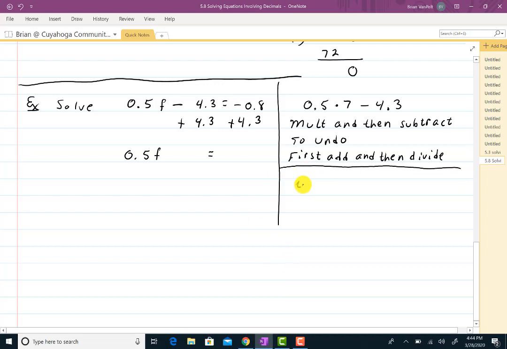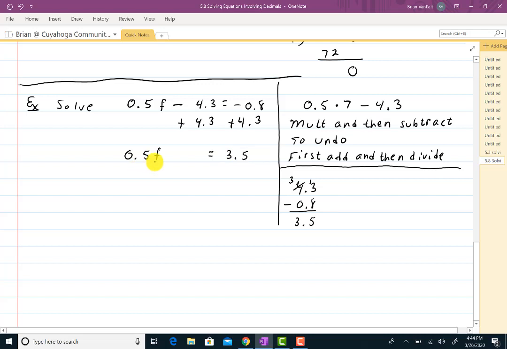I need to do 4.3 minus 0.8. And so to do that, I'll have to bring over a 1. Borrow, I guess is the right word. 13 minus 8 is 5. Bring down the decimal. Then 3 minus 0 is 3. So I get 3.5.